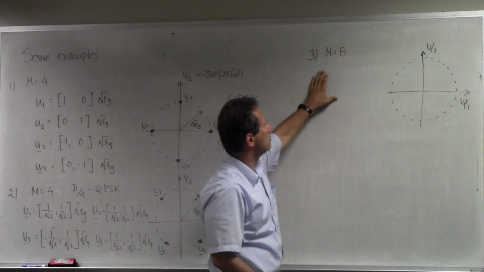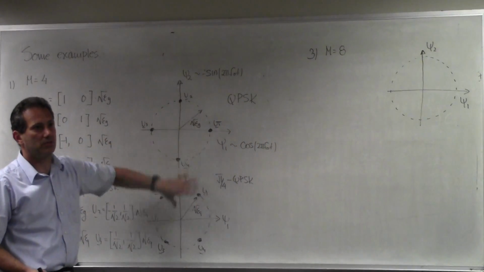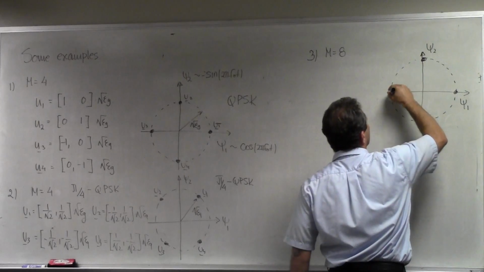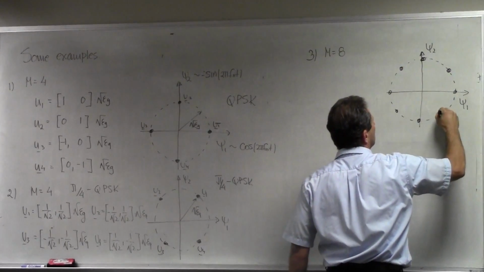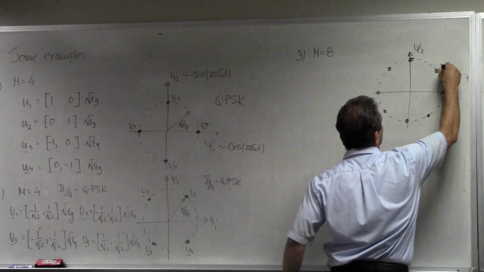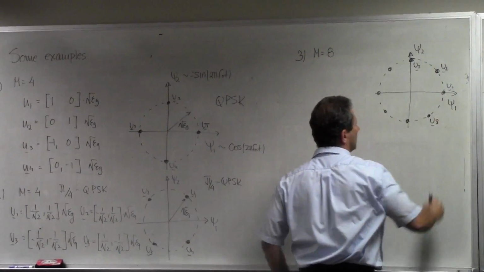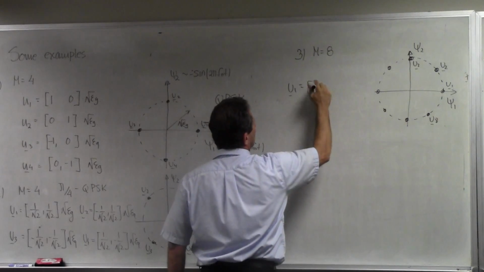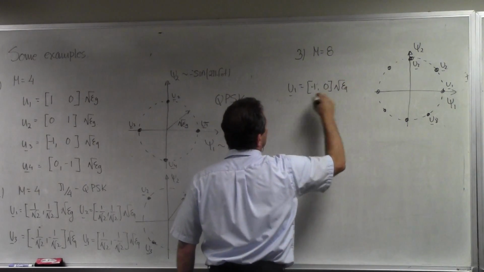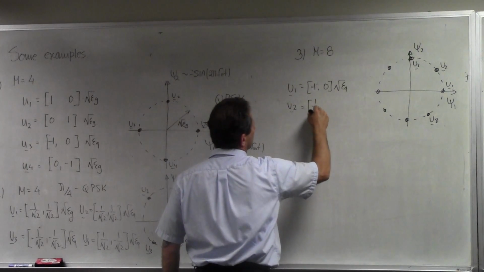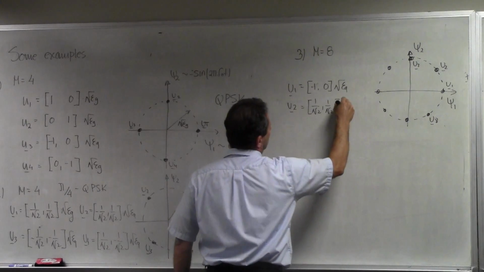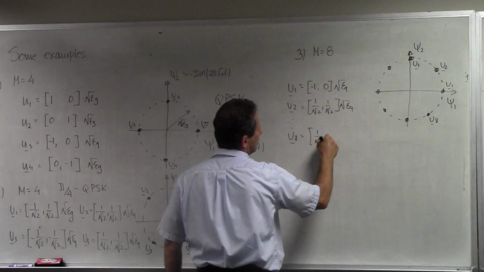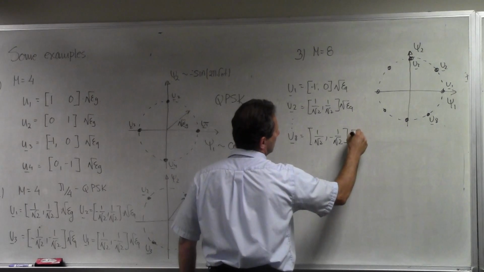So if I want to form M equals 8, then I will take these 2 constellations and put them on top of one another. So I can pick 8 points like this: 1, 2, 3, 4, 5, 6, 7, 8. So this becomes your U1, U2, U3, and so on, all the way to U8. U1 is equal to (1, 0) times square root of energy. U2 becomes (1 over square root of 2, 1 over square root of 2) times square root of energy, and so on, all the way to U8, which is (1 over square root of 2, minus 1 over square root of 2) times square root of energy.